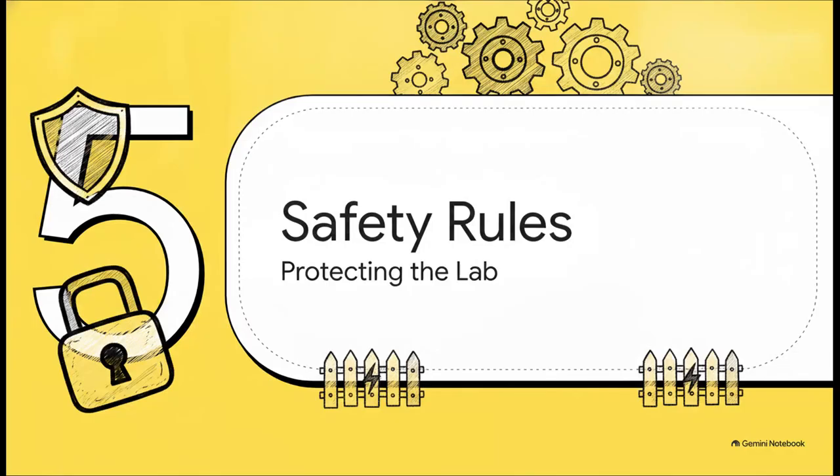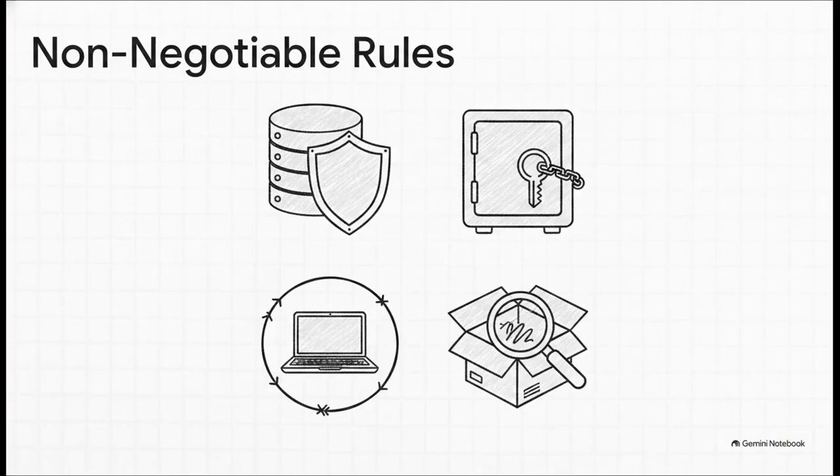Finally, Section 5, Non-Negotiable Safety Rules, Protecting the Lab. Setting up the tech is one piece of the puzzle, but operating it safely is the whole shebang. Here are your non-negotiable rules. 1. Stick to approved data. Use synthetic or public data for practice, and absolutely keep real organizational secrets out of your prompts.